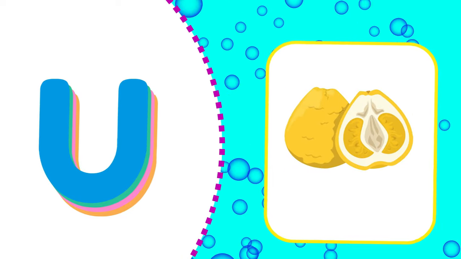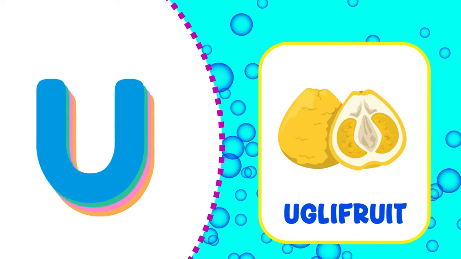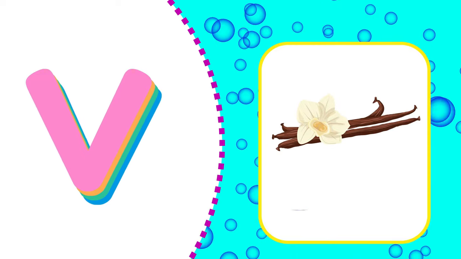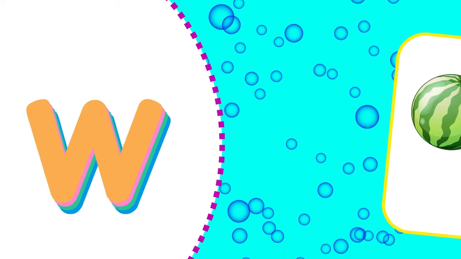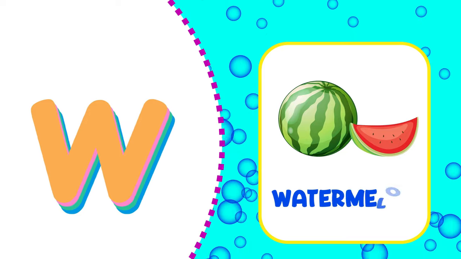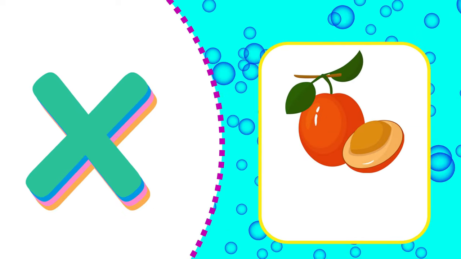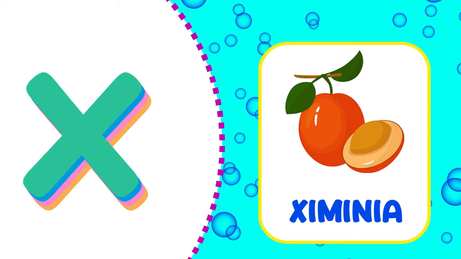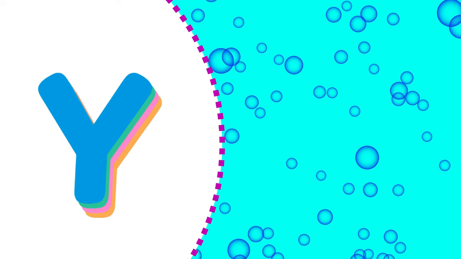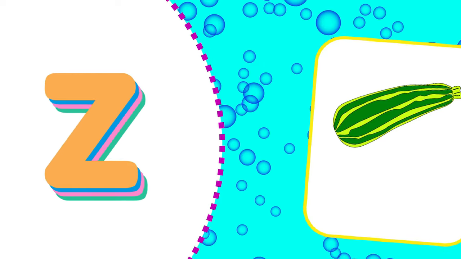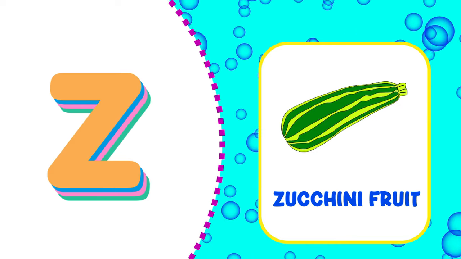U is for apple fruit. V is for vanilla. W is for watermelon. X is for zinnia. Y is for yam. Z is for zucchini.